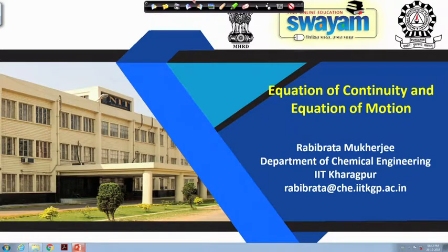Welcome back. In this module I will discuss the equation of continuity and the equation of motion. Essentially these are nothing but the mass balance equation for a flowing system and the momentum balance equation for a flowing system, and we are going to follow the Eulerian approach of control volume here.